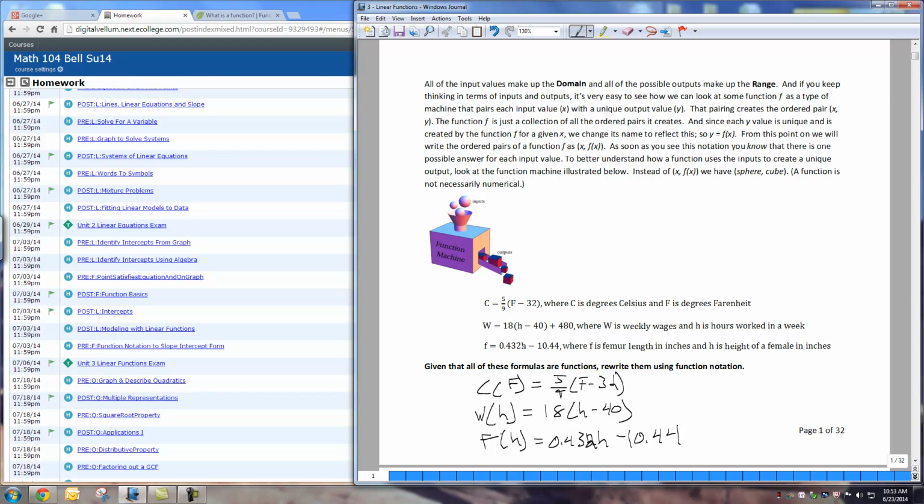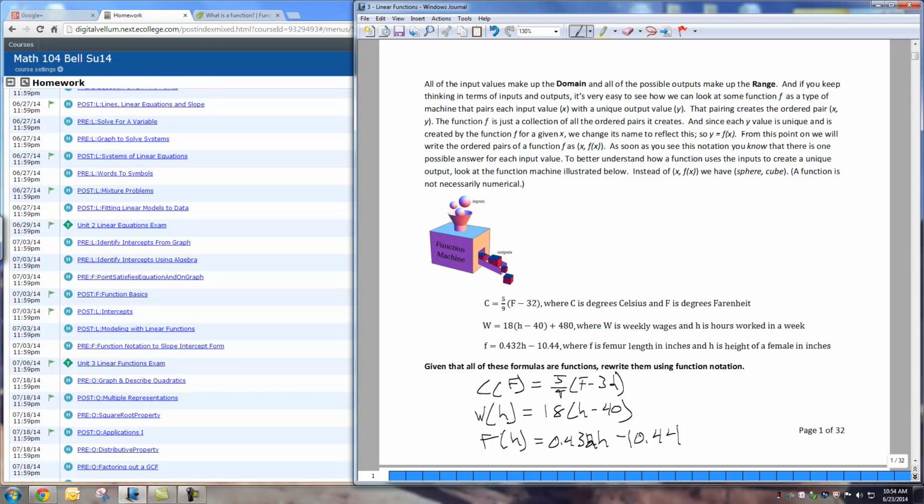Now you're probably saying, well, can I just solve this equation for h by adding 10.44 and then dividing by 0.432 and say h of f equals something times f? Yes, we'll get to that at the end of this unit. That is what's called an inverse. But right now, the way this equation is written, h is the independent variable and femur is the dependent variable. So height is the independent, femur is the dependent. Here, hours is the independent, wage is the dependent. Here, Fahrenheit is the independent variable, and Celsius is the dependent variable.